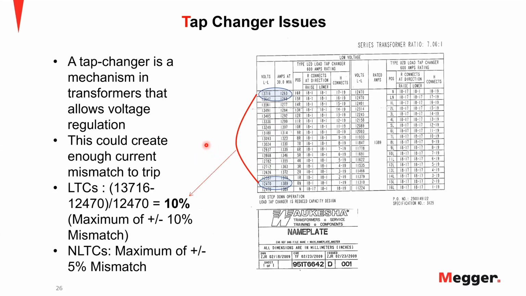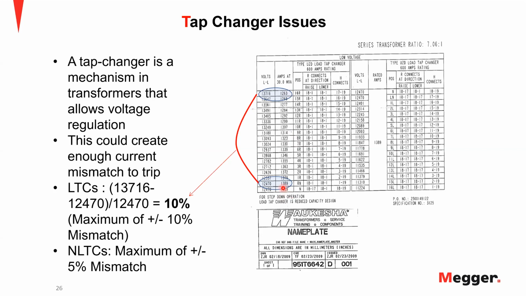So the next challenge is a tap changer. A tap changer is a mechanism in a transformer that allows for variable turn ratios in discrete steps. Here is a nameplate for a transformer that shows your voltage range for your tap changer, and along with that, the currents at that particular voltage level. So for instance, if I look at this voltage, 13,716 volts, I have an amperage of 1263 amps. Similarly, at the other end of my spectrum, I have 12,470 volts, for which I will be having 1389 amps. You see here, we have different currents for different voltage levels, obviously.